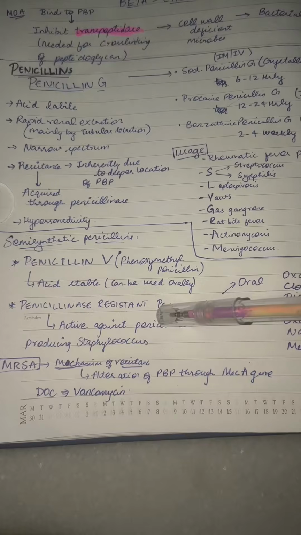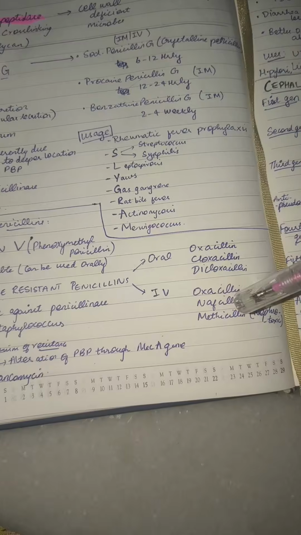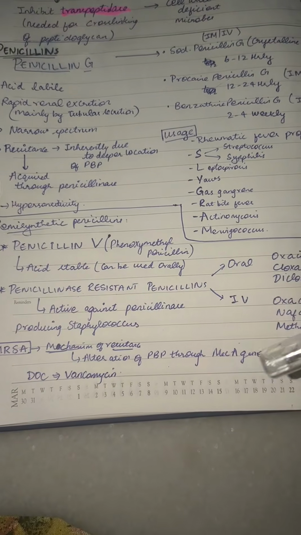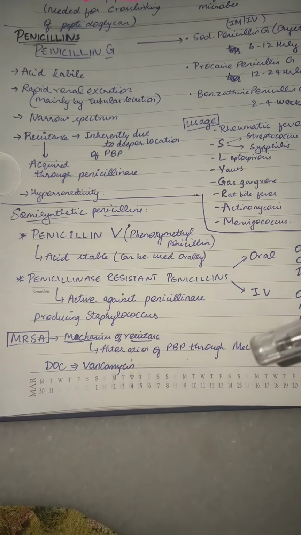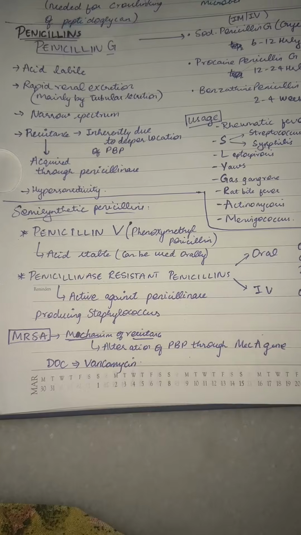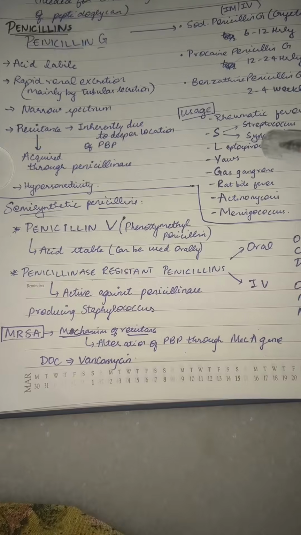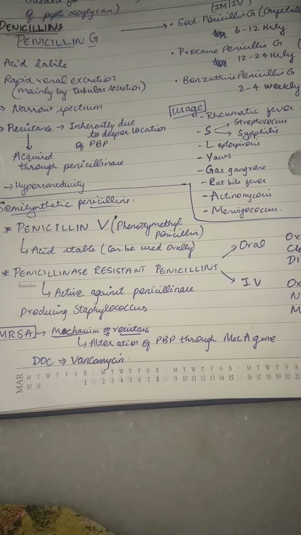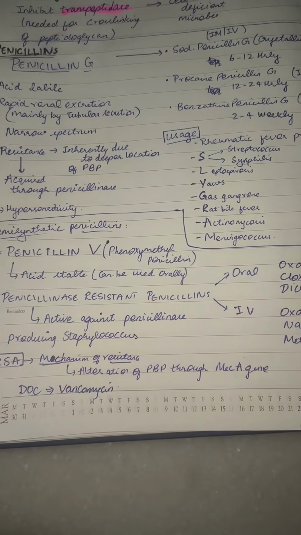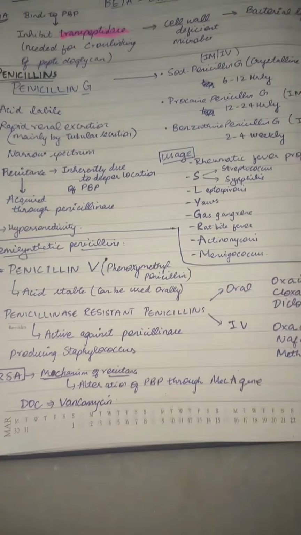Next we have penicillinase resistant penicillin. We can have oral forms and also IV drugs, and these are active against penicillinase producing staphylococcus. Here also we have another exception which is methicillin resistant staphylococcus aureus. Here the mechanism of resistance is not due to the production of penicillinase enzyme but due to alteration of the penicillin binding protein which is encoded through a gene called MECA gene. So the drug of choice here is vancomycin.